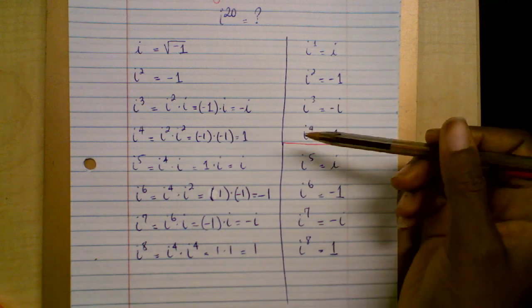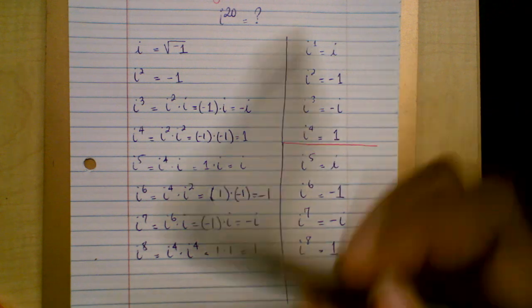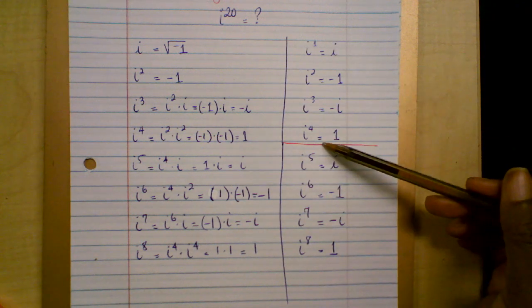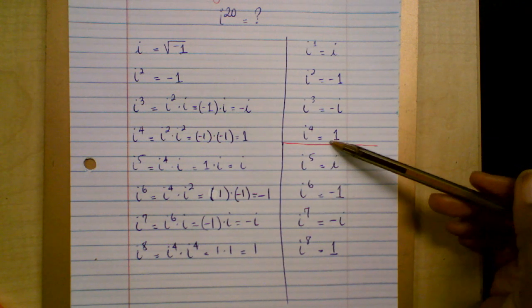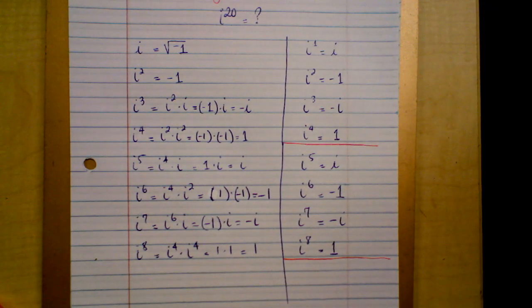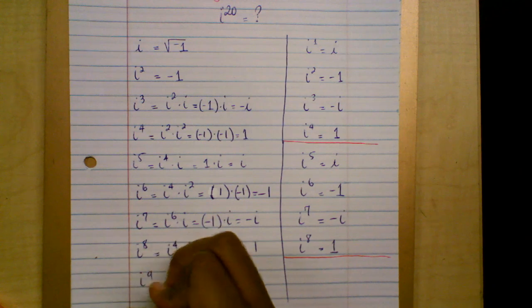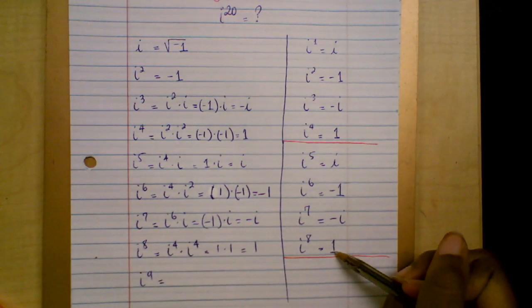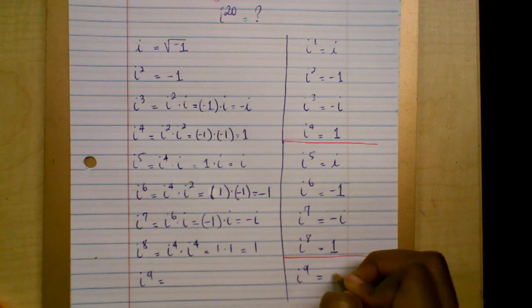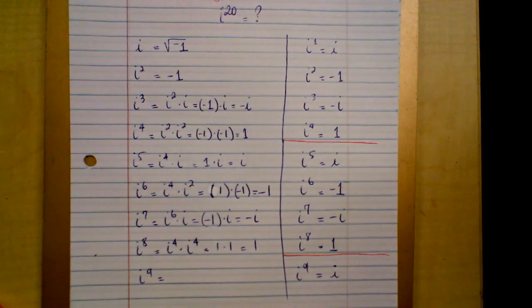So there is a circle, a repetition, a cycle going on. Every 4th time, you end up with the value 1. Now if I ask you, what is i to the 9th power? We know that is 1, so the next one will be i. So i to the 9th power will be i, if you evaluate it.